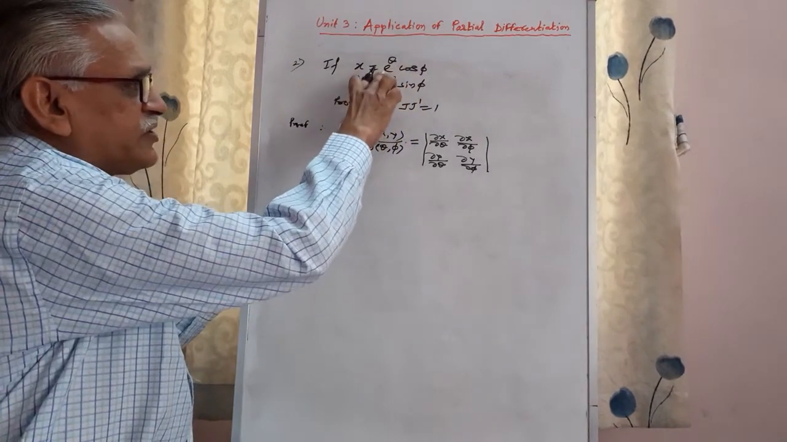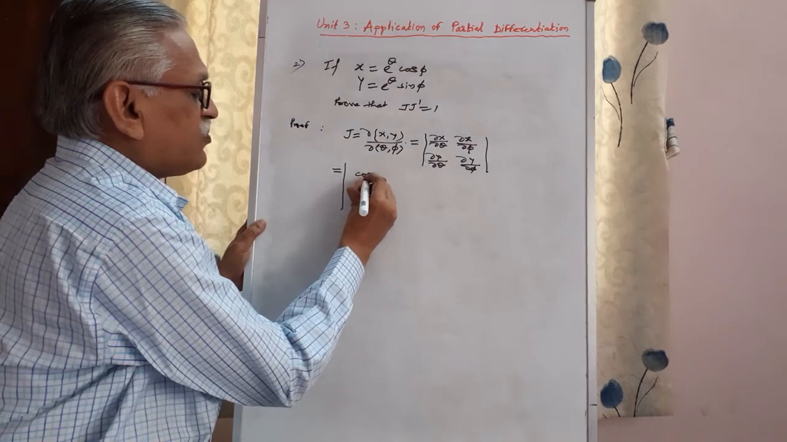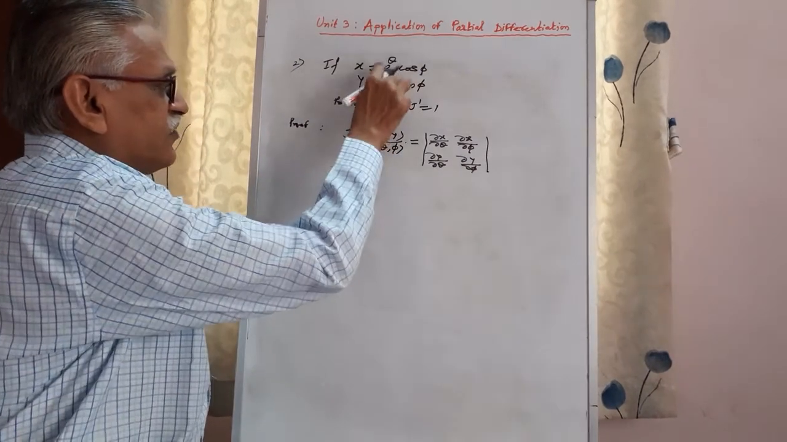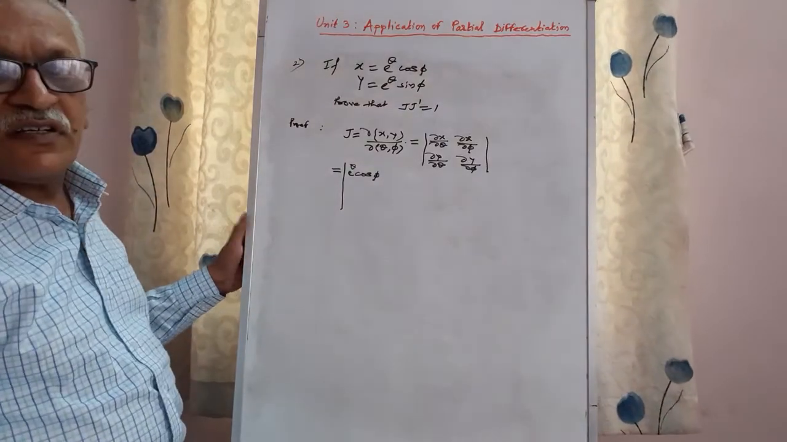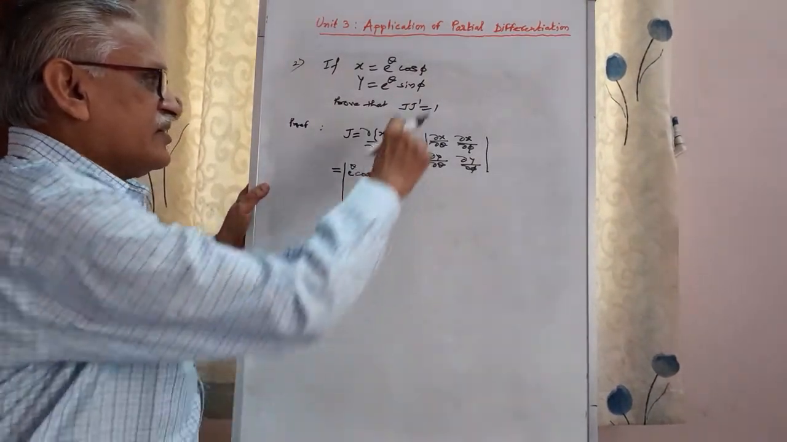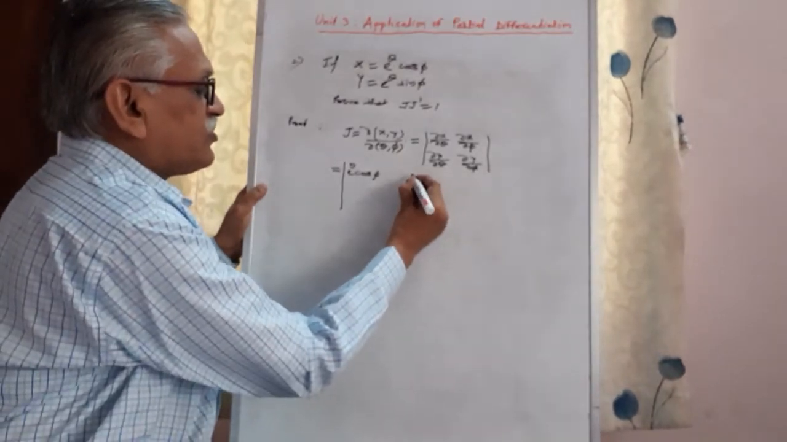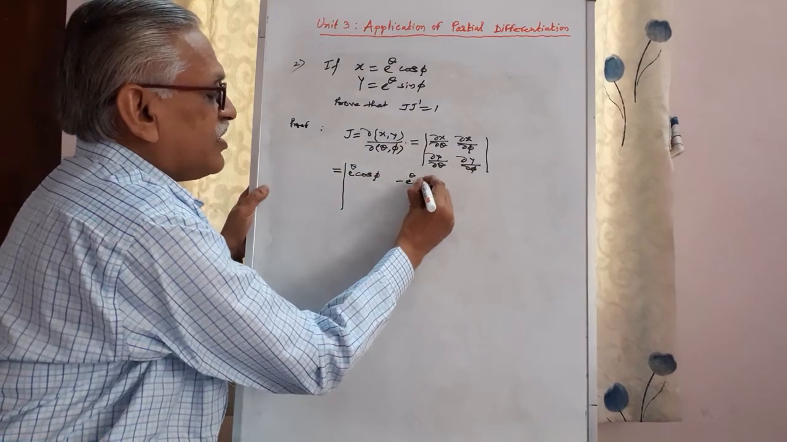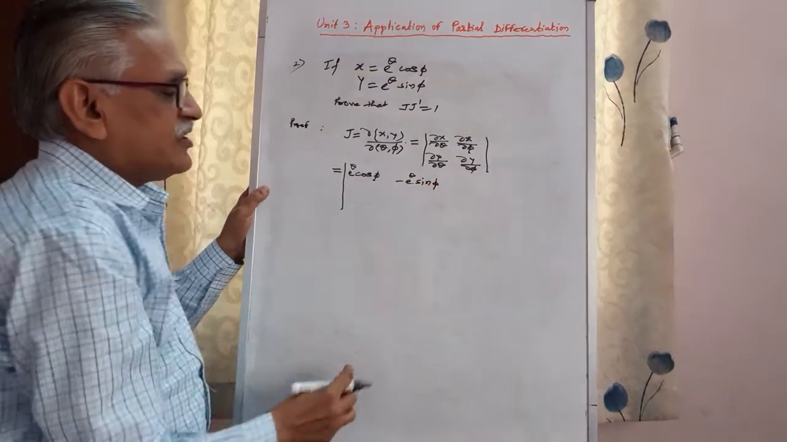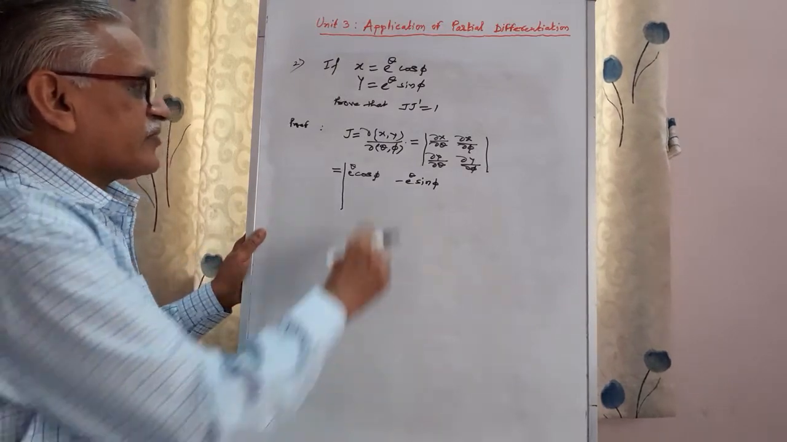differentiating this with respect to theta, keeping phi constant. Therefore, it is cos phi constant. Derivative of e raised to theta is e raised to theta. Therefore, it is e raised to theta cos phi. Differentiating the same with respect to phi, this time e raised to theta constant. Derivative of cos is minus sin phi. Therefore, that term becomes minus e raised to theta sin phi.